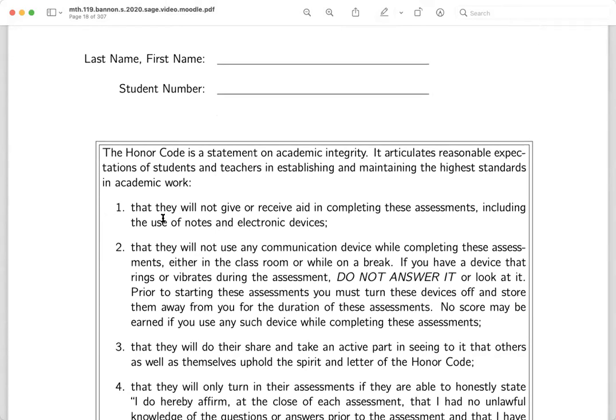All right, let's go through it. You shouldn't give or receive aid on an exam. You just shouldn't do it. The exam that you're taking is your work. Don't cheat. Don't ask someone for help. Don't go to the internet for help. Don't ask your calculator for help. You're on your own.